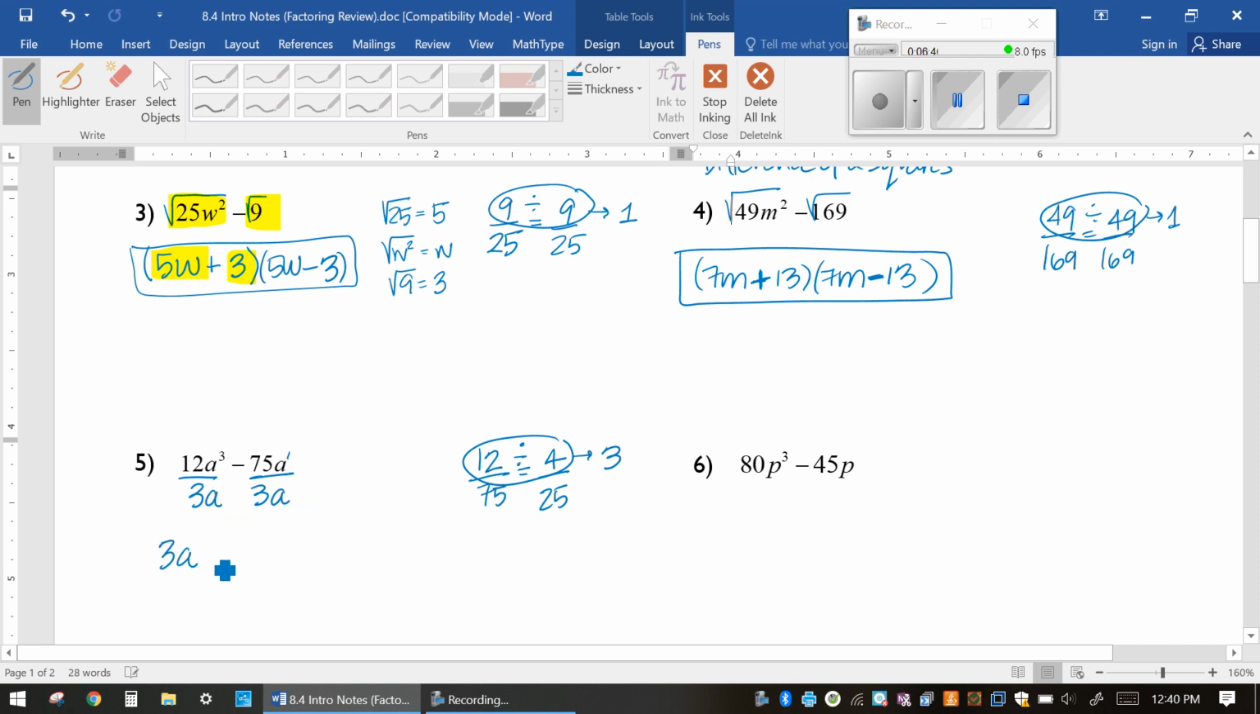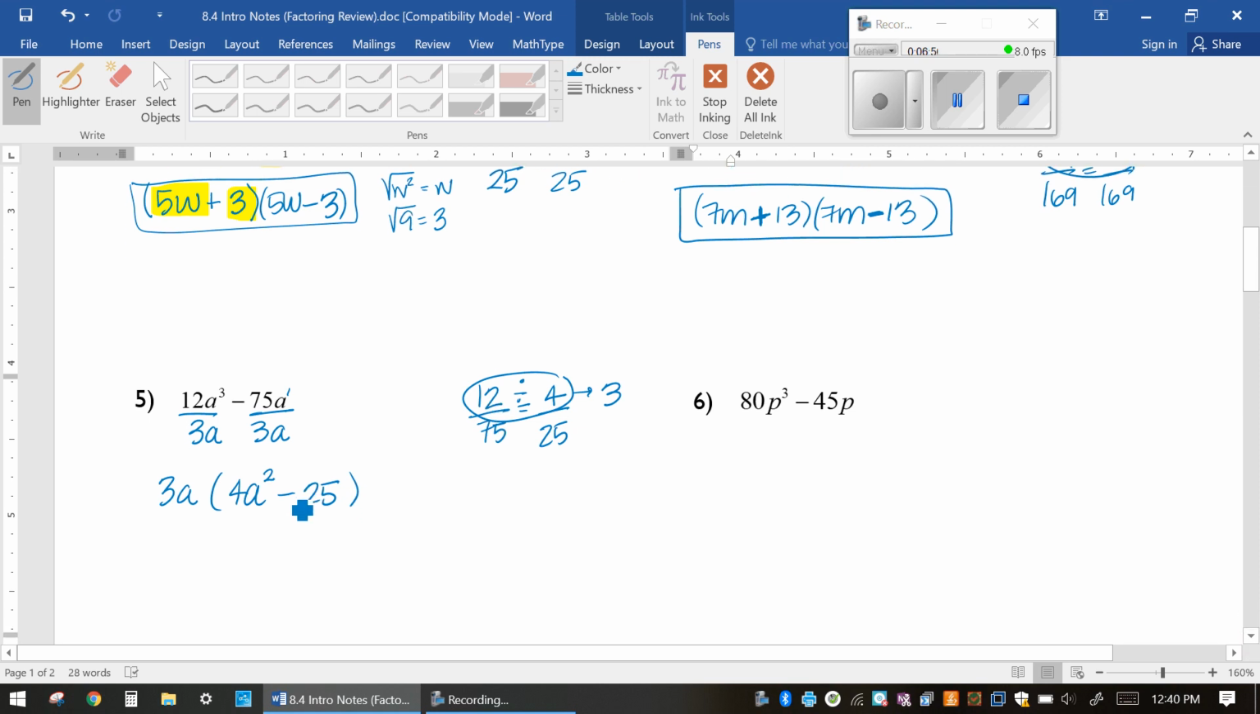What you take out goes in front of parentheses. We'd be left with 4a squared minus 25. Look what's left in the parentheses. It's a difference, it's got subtraction, and I see an a squared. I can square root 4 and I can square root 25. So I can keep going.